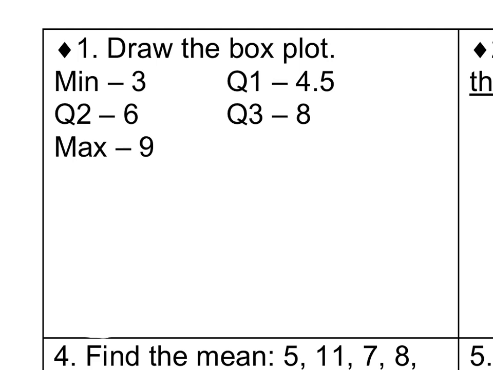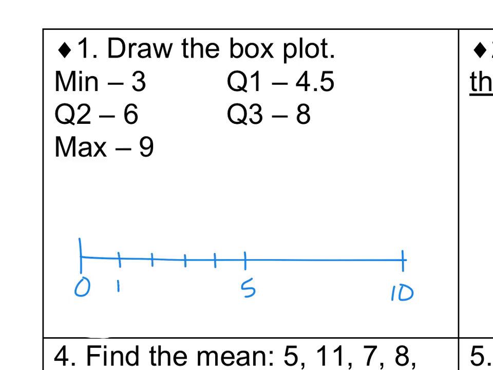So to draw the box plot on number one, we're just going to look at our minimum and our maximum. So a 0 to 10 number line would fit that data nicely. So I'm just going to draw my number line, and I'm going to mark 0 and 10. Halfway, I'll mark my 5. And then I'll just split that up into pieces to do my 1, 2, 3, and 4, as well as here's my 6, 7, 8, and 9. Just try and make it as even as possible.